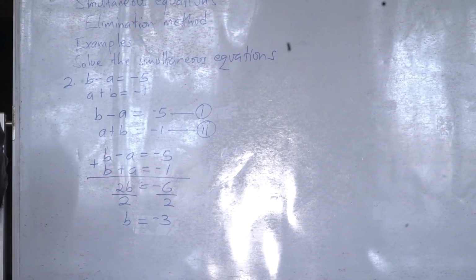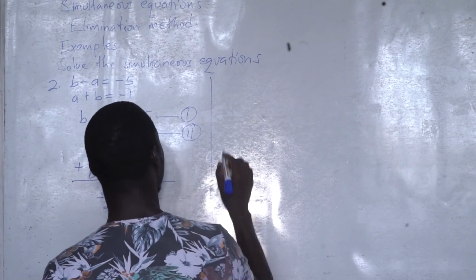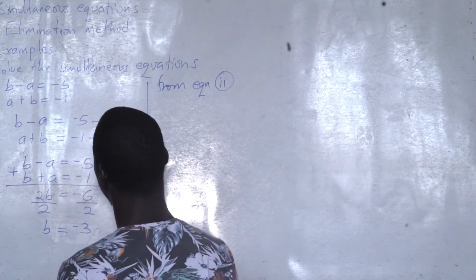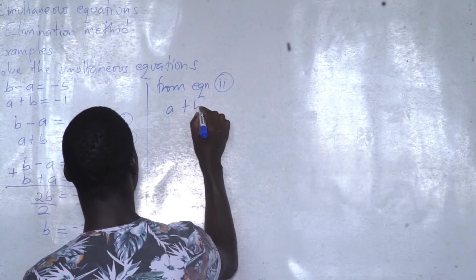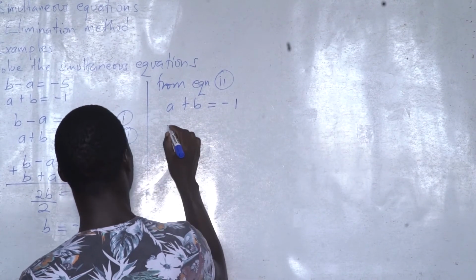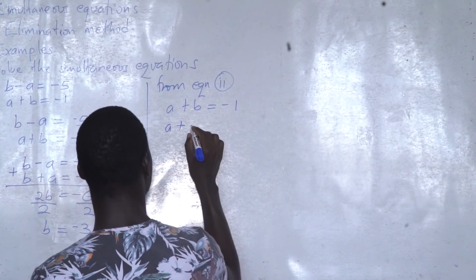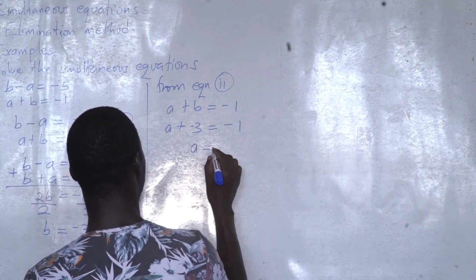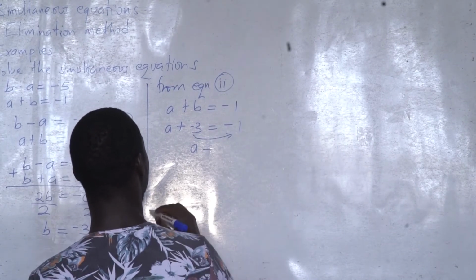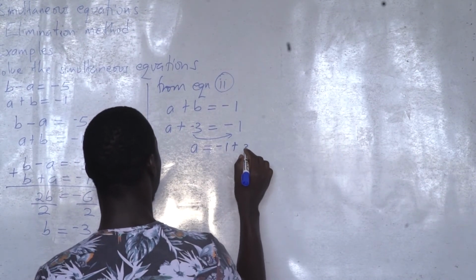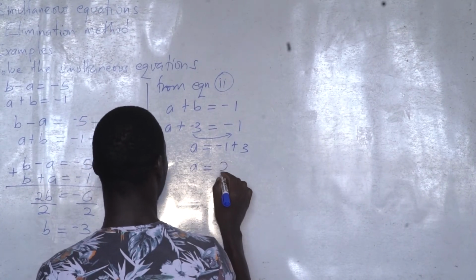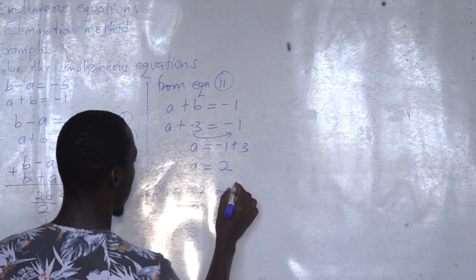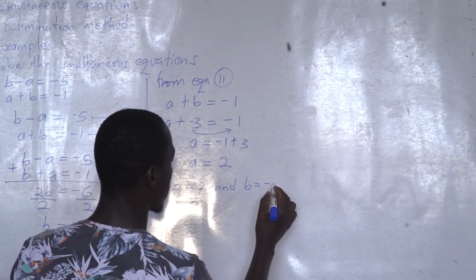Then from equation 1 or 2, my a plus b is equivalent to negative 1. My a plus the b, which is negative 3, is equivalent to negative 1. My a is going to be equivalent to, I take the negative 3 to the other side to become a positive. So my a is going to be equal to 2. Therefore, my a is equivalent to 2 and b is equivalent to negative 3.